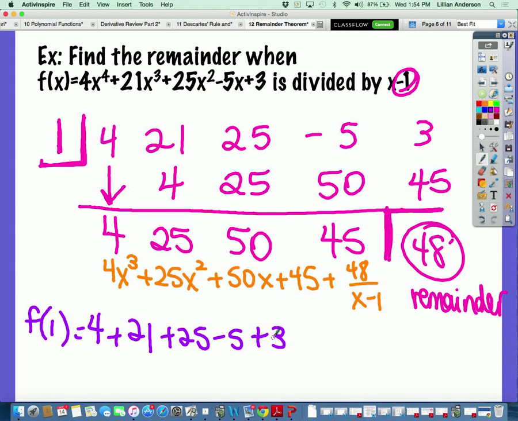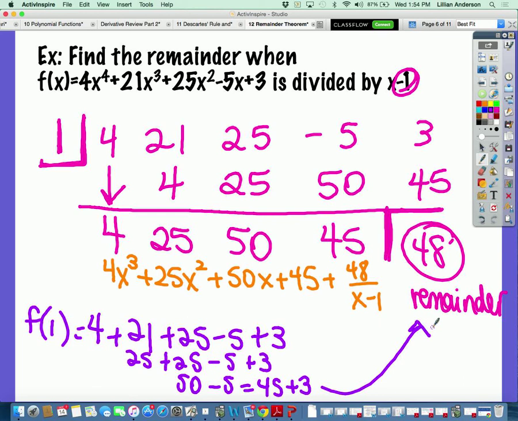4 and 21 is 25. 25 plus 25 is 50. 50 minus 5 is 45. Plus 3 is 48. So no matter which way you do it, synthetic division or the remainder theorem, you'll get the same remainder.